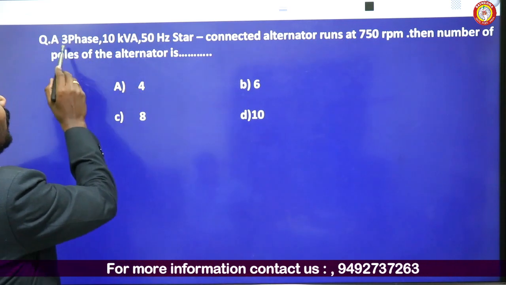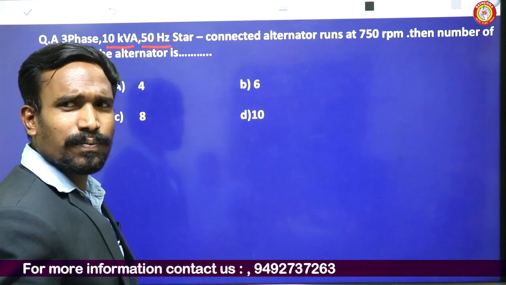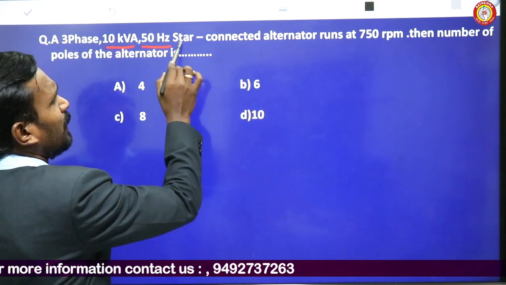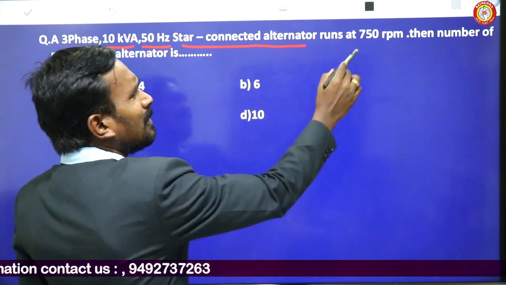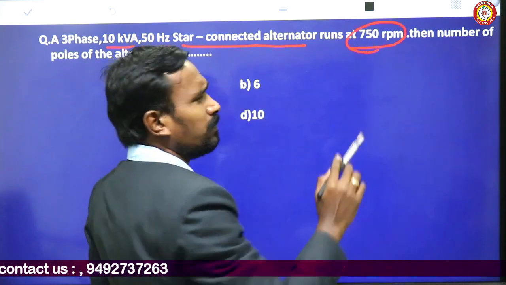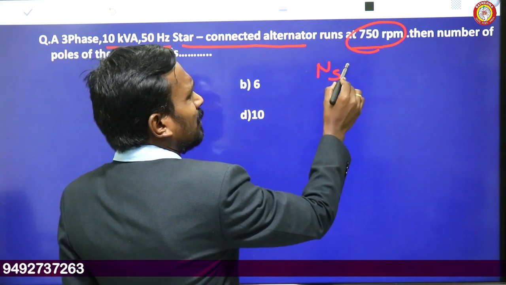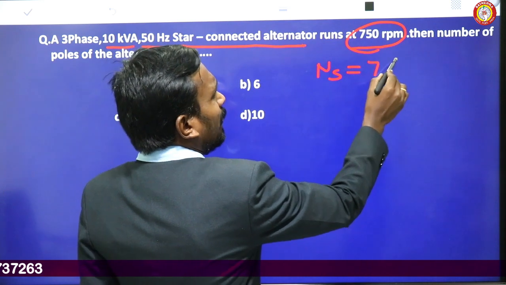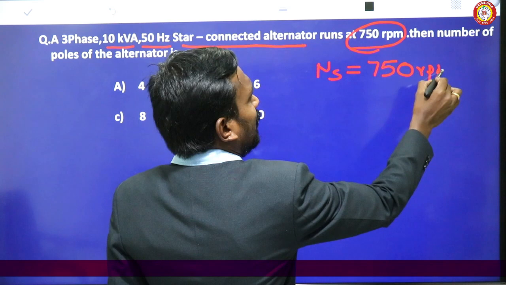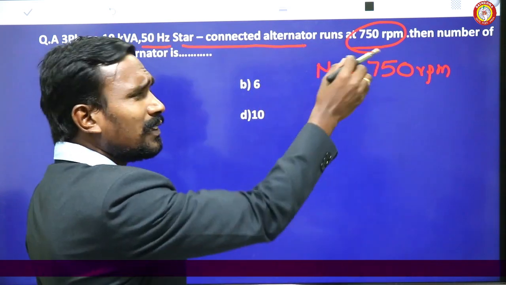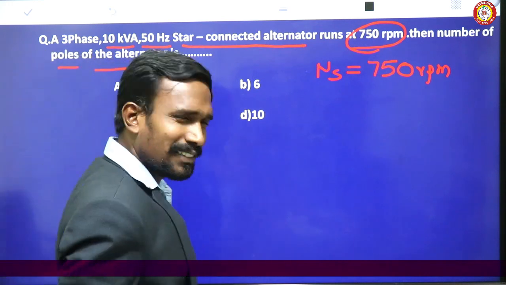What they mentioned here: a three-phase 10 kVA 50 Hz star connected alternator runs at 750 RPM. Generally, the alternator will rotate at synchronous speed only. They gave the synchronous speed as 750 revolutions per minute. Then, the number of poles of the alternator.